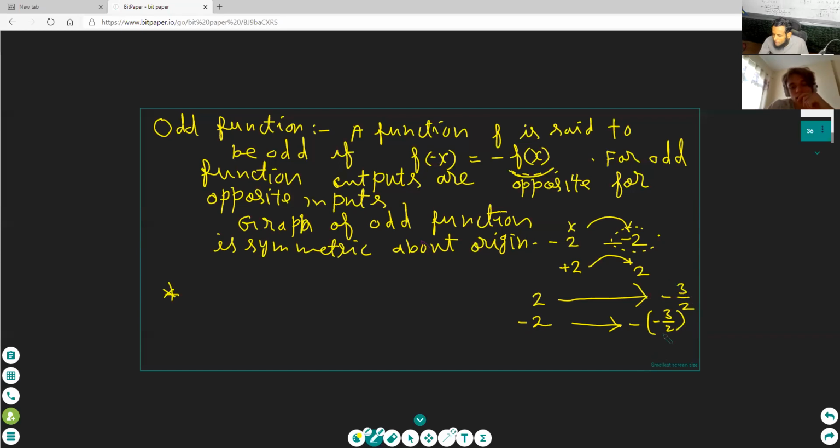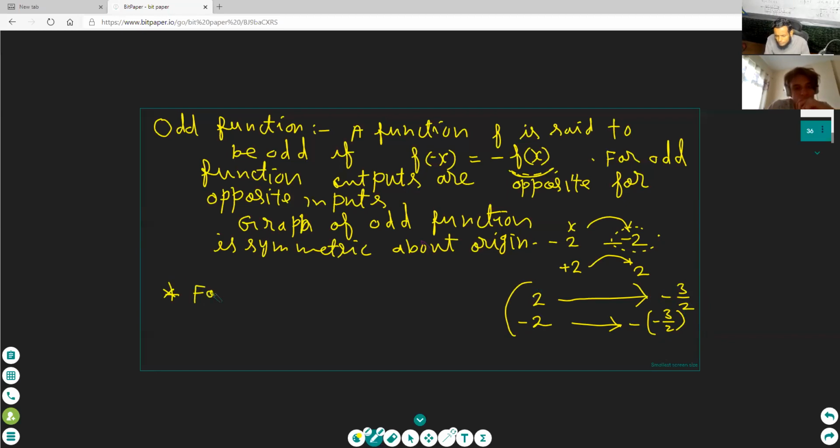Opposite. Our inputs are opposite, then outputs are opposite in sign. But in an even function, when we put the same opposite inputs, then we get the same output, not the opposite output. Clear?